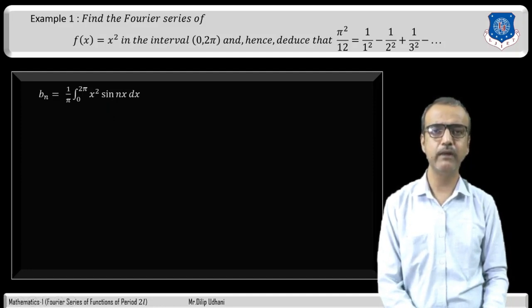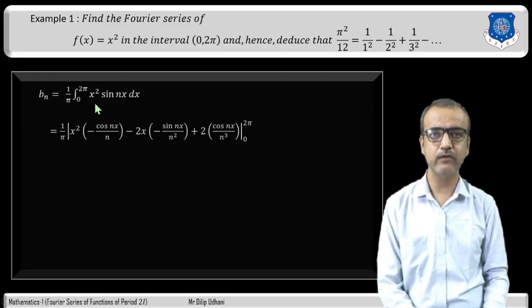So again, we will apply the Bernoulli formula, right? So x square will be as it is. The derivative of x square is 2x. The derivative of 2x is 2, because 2 is constant and the derivative of x is 1. Then after that we have to integrate sin nx. The integration of sin nx is minus cos nx by n. Then the minus sign will be as it is.